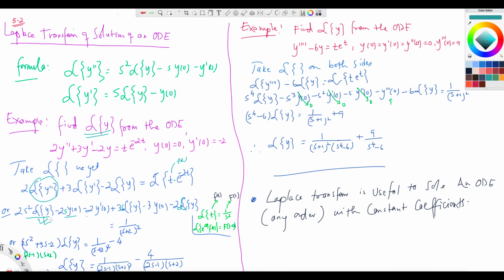This has a Laplace transform of y, this has another Laplace transform of y, this has another Laplace transform of y. So I took that Laplace transform of y outside and then wrote the remaining things inside: 2s squared plus 3s and then minus 2.